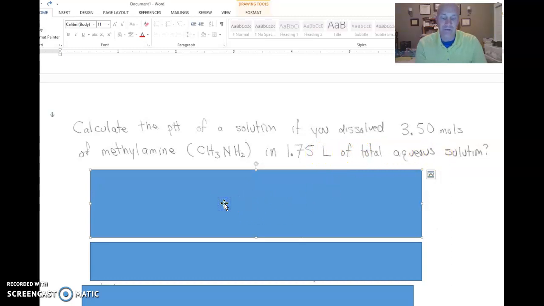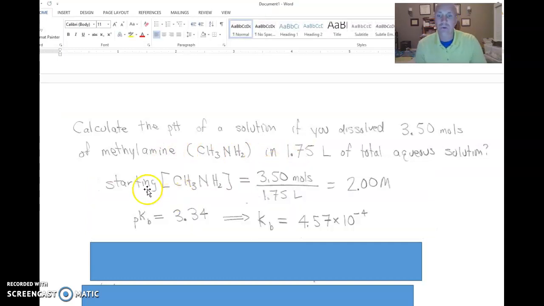All right. So the first thing that we're going to do is calculate what the molarity of this stuff in solution would be. And again, molarity is moles per liter of solution. So we can go and calculate that. Here's your moles of the methylamine. Here's the total amount of solution. We can calculate that that would be 2.00 molar. Notice the way I report this, it's got 3 sig figs because you've got 3 sig figs in both of these numbers right here.